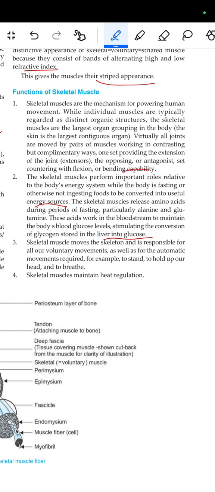A skeletal muscle moves the skeleton and is responsible for all our voluntary movement as well as for the automatic movement required, for example, to stand, to hold up our head and to breathe. A skeletal muscle maintains heat regulation.